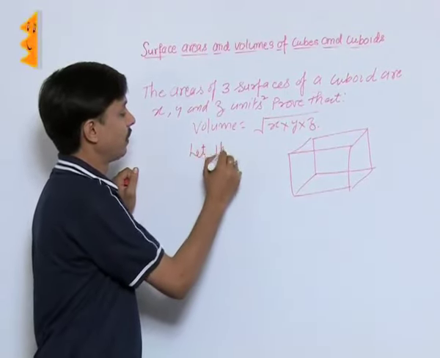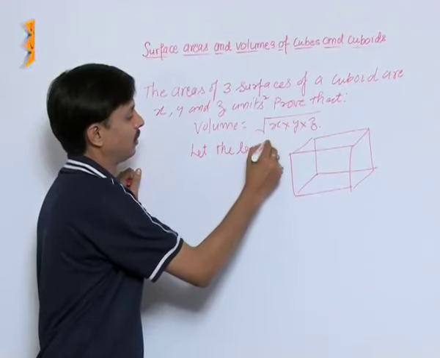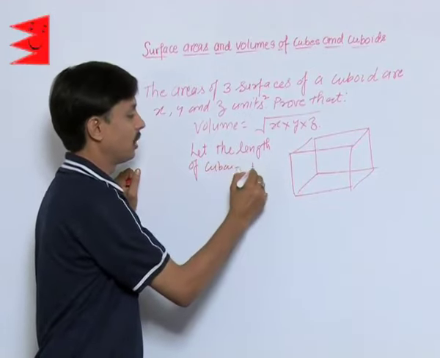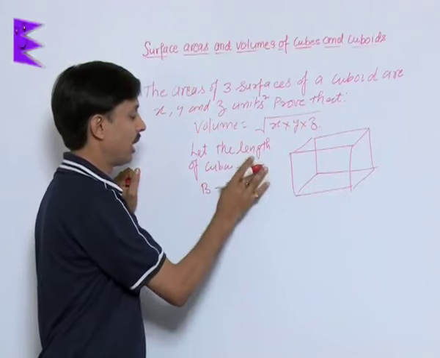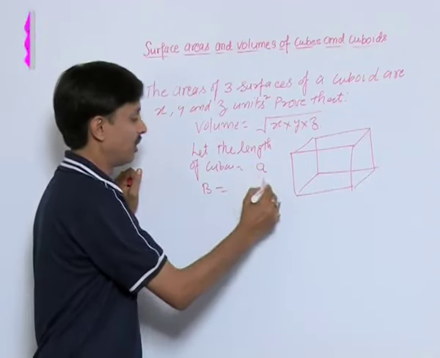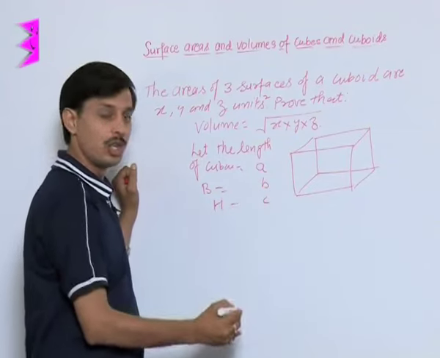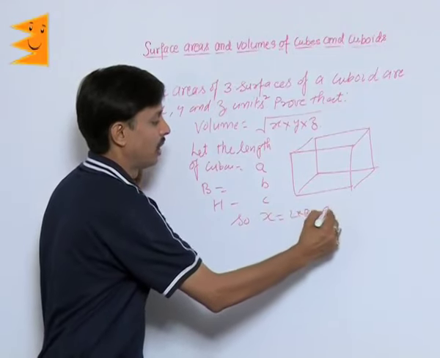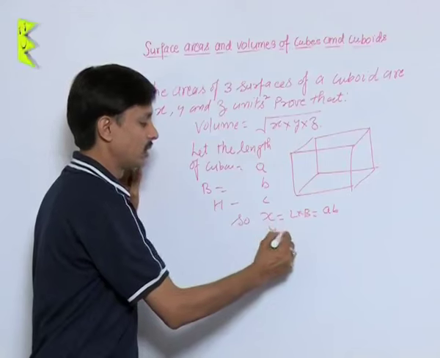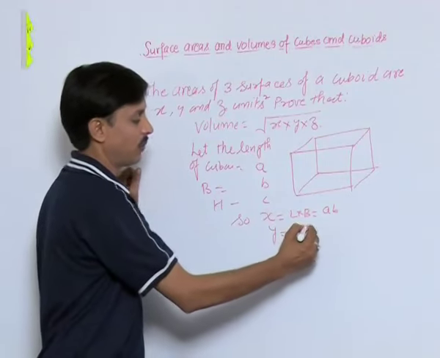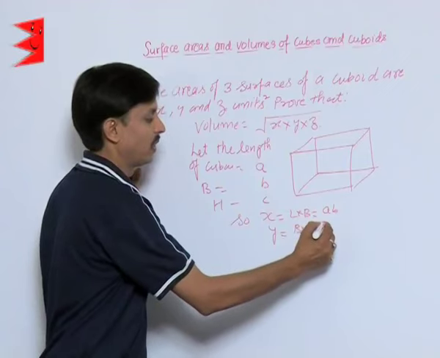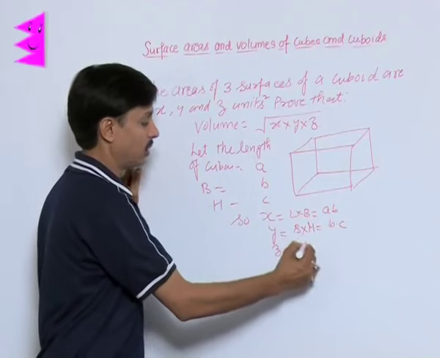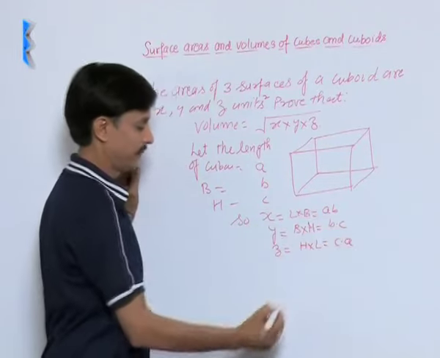Let the length of the cuboid be L. Breadth is, in place of L, let me say A, breadth is B, and height is C. So x is length into breadth, that becomes A into B. Y, the second face, the area of the second surface is breadth into height, that is B into C. And Z, the third surface, it is height into length, which is C into A.